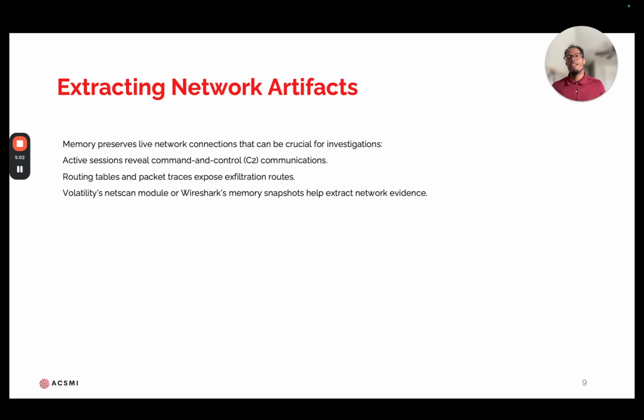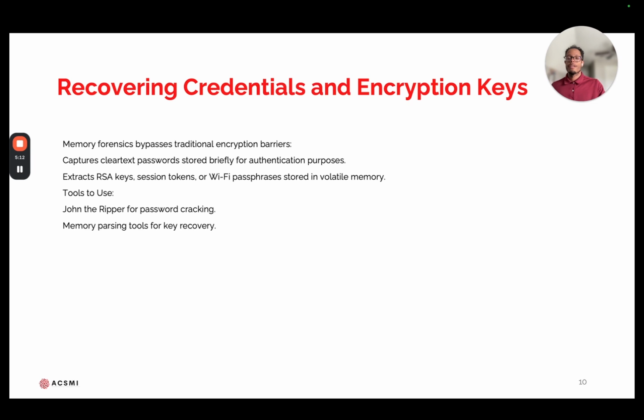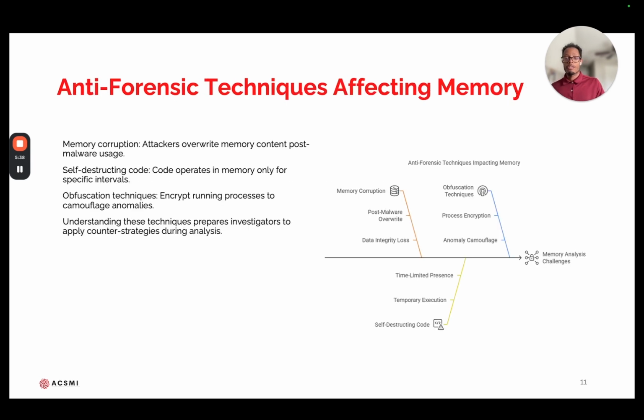The routing table. Has there been anything added, statically or dynamically? Have we been able to peer into the packet captures within Wireshark? And then there's the recovery of credentials and encryption keys as well. So with memory forensics, you don't necessarily have to use the traditional ways anymore, because you can capture clear text passwords. You can extract RSA keys, using John the Ripper for password cracking, and then for key recovery, with our encryption keys, we can utilize memory parsing tools that allow us to do that.